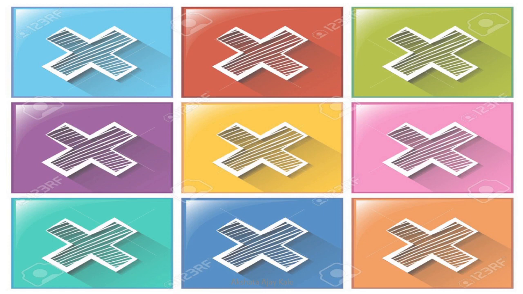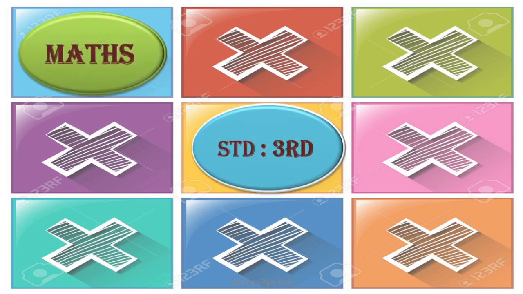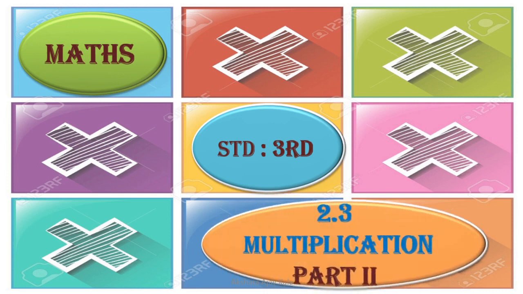Children, today we will learn maths of standard 3rd and the name of the chapter is multiplication. This is part 2. Dear children, you know that we have learnt the multiplication of tens and the multiplication of numbers by lattice method in part 1, isn't it? Now today we will go for the multiplication by vertical arrangement. Okay?